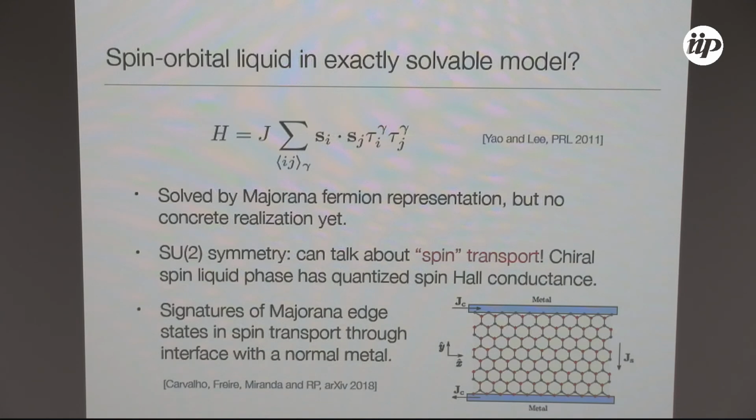So for instance, in the original paper, they show that if you perturb this spin liquid with some 3-spin interaction, some chiral interaction that breaks time reversal symmetry, you open up a gap, and the phase that you get is a chiral spin liquid that has a quantized spin Hall conductance. And then recently we looked at signatures of the surface states, Majorana edge states, in spin transport through the interface with a normal metal, if we can have such a spin liquid.